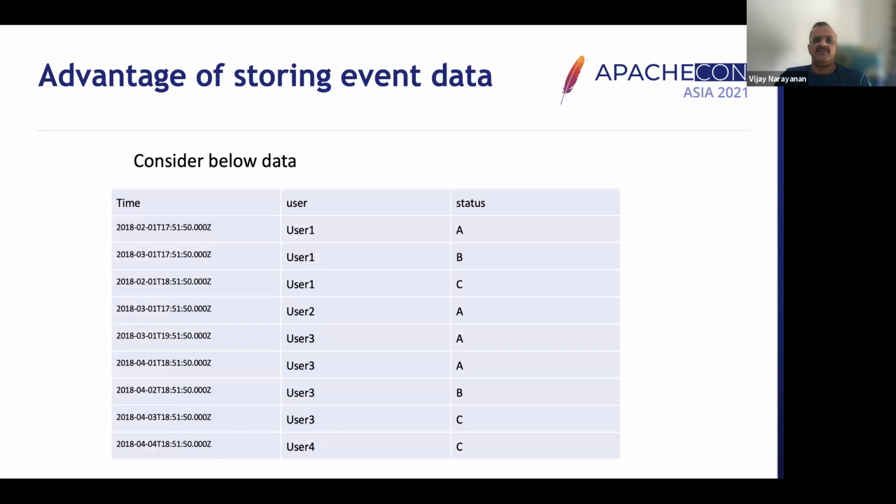So if you think of data like this, where the user actually goes through one or all the stages, as I've given here, user 1 goes through A, B, C in sequence, user 2 is just on A, user 3 has gone through, again, A, B, C in sequence, and user 4 is just on C.